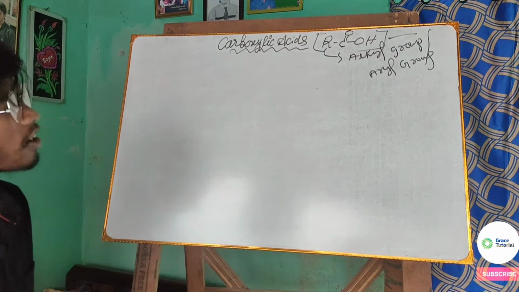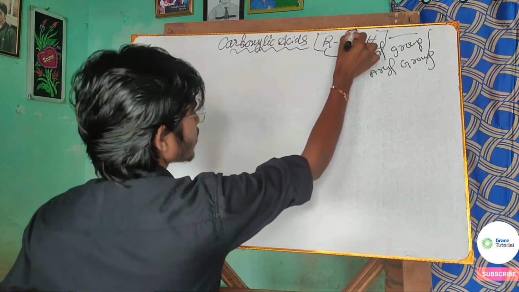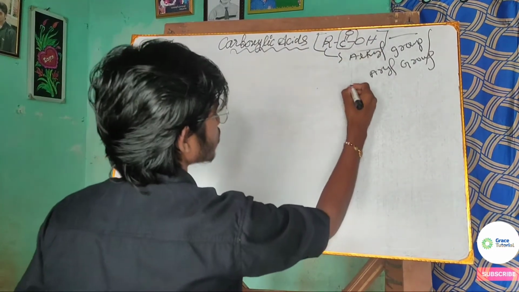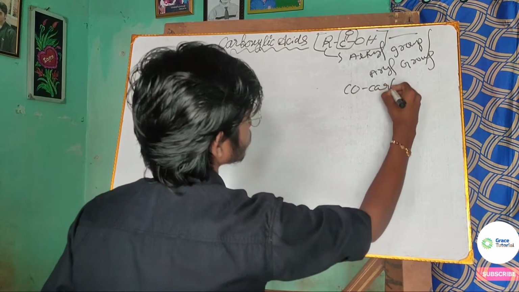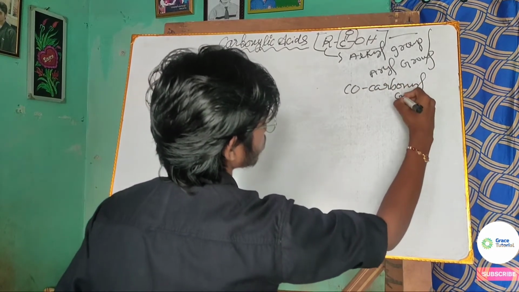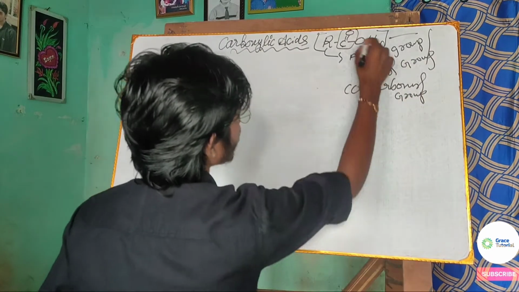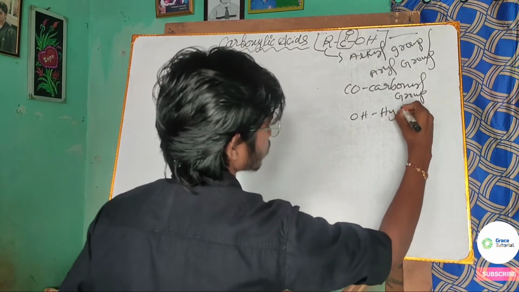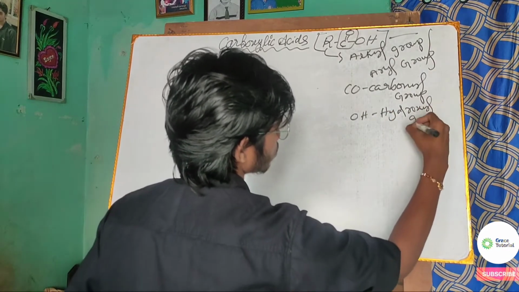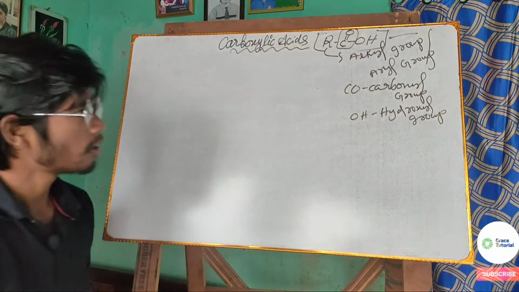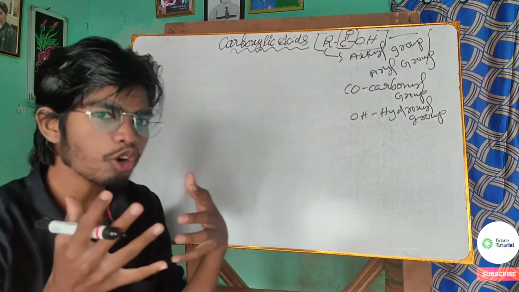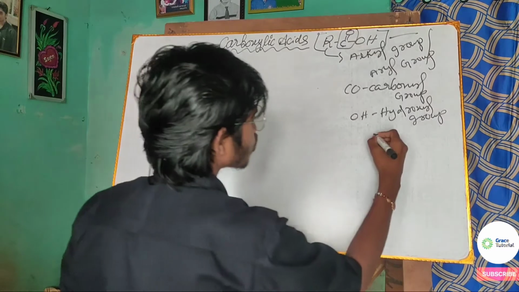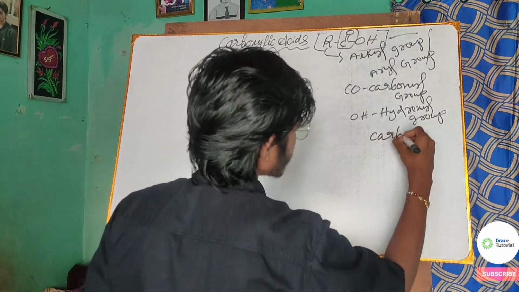In this RCOOH, what is observed? We know that CO is a carbonyl group, and OH is a hydroxyl group. So when the carbonyl group and hydroxyl group are added together, then that is called the carboxyl group.